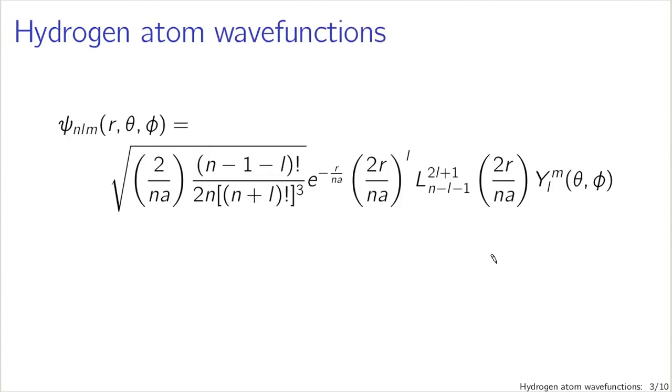Messy. The final normalized hydrogen atom wave function has 3 quantum numbers, n, l, and m. The energy associated with this is given only by the n quantum number.